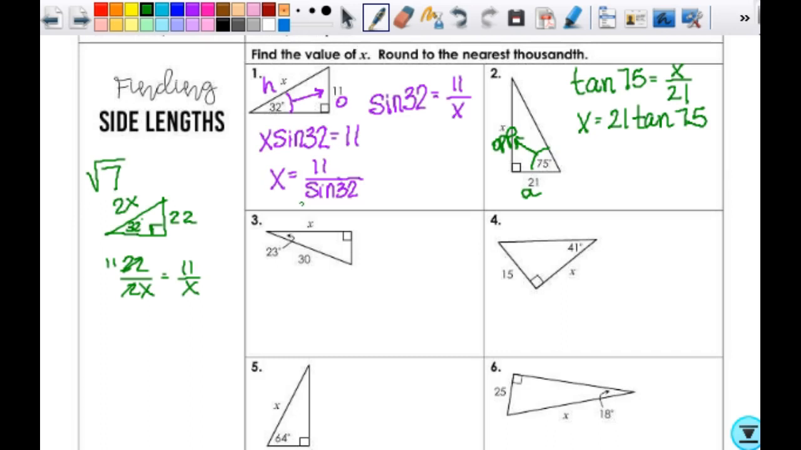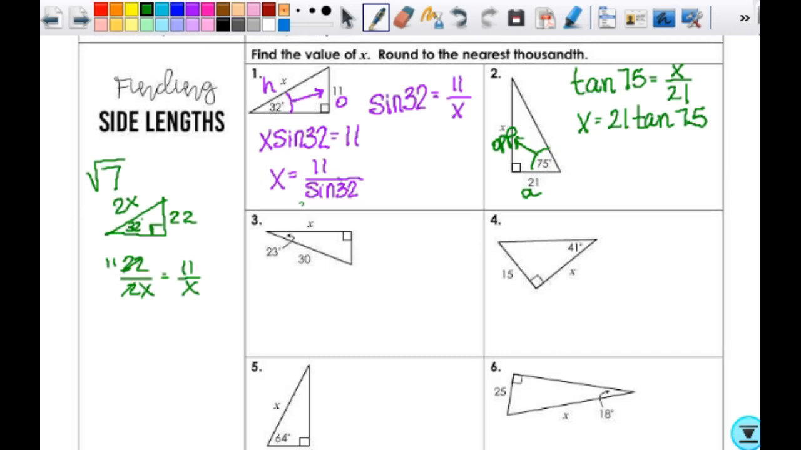It's going to be positive. It's going to be biggest. So it has to be more than 11. Positive is important because sometimes you get negative numbers and that just means you're wrong. It has to be greater than 11 because it's the hypotenuse and it's the longest side, right?